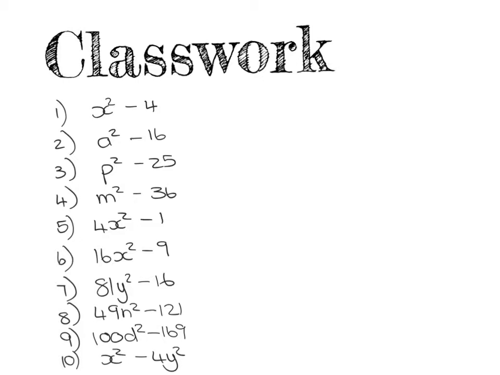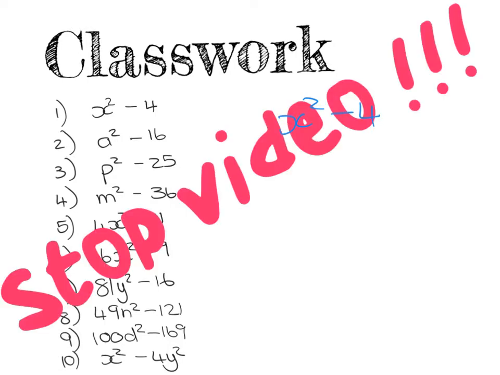What you're going to do is, as if we are in class, you're going to write down your first expression, x squared minus 4. Then you're going to stop the video and do the work, and once you're done, you start the video again and see if you were correct. Okay, let's start with this work.